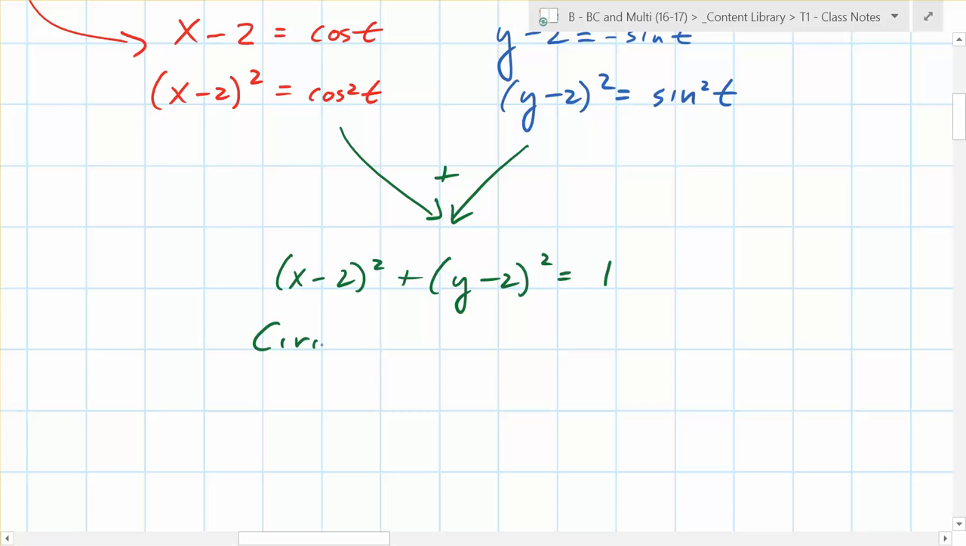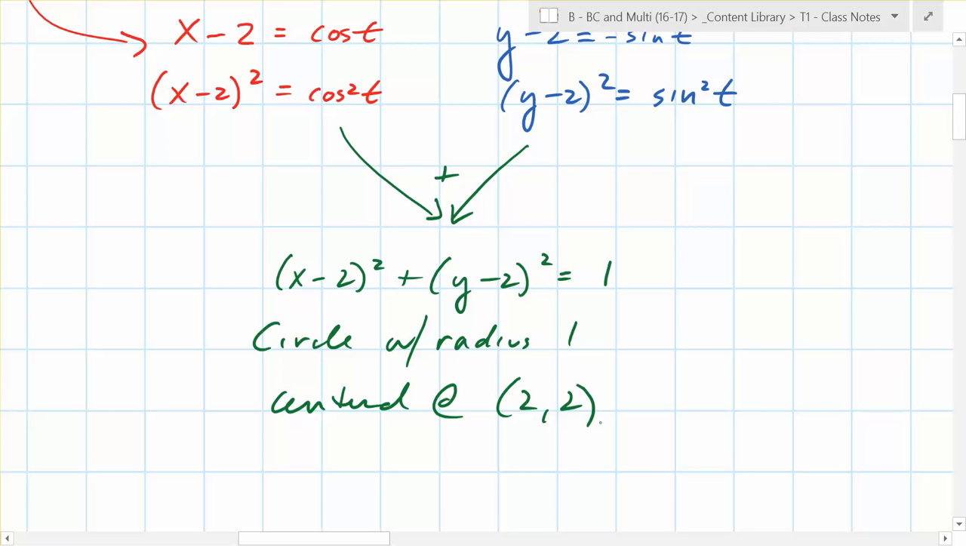So what is that? It's a circle with what radius? 1. Centered at what? 2, 2. Done. And then you could also say where it starts and what direction it goes in, and that you don't need to do a couple points for.